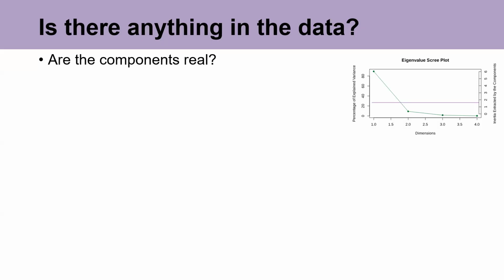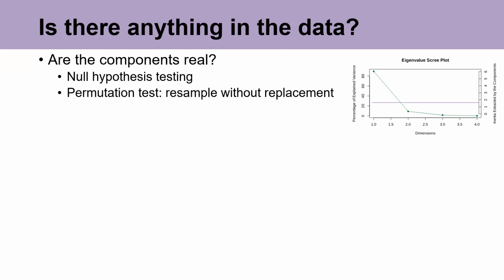I'm going to talk about how we test it today with permutations. It's a null hypothesis test called a permutation test, where you resample without replacement. I'll go into the details of the process later.